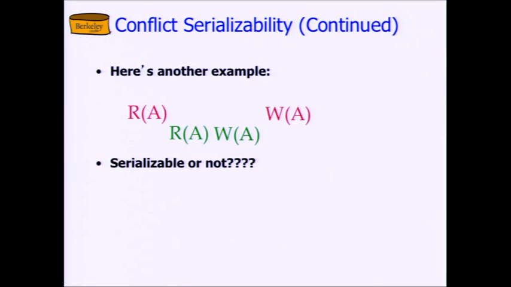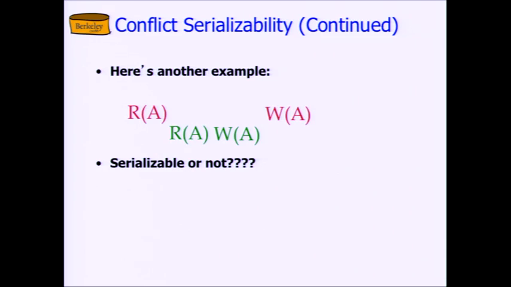Here's another example. Read of A, and then read of A, write of A, and then write of A. Is this conflict serializable or not? Well, let's try to move the red W to the left. Can we swap that red write of A with the green write of A? No. Two different transactions, same object, one of them is a write. Both of them are writes. So they are in conflict with each other. We can't reorder them. So we can't make the red transaction happen before the green transaction and get the same outcome.